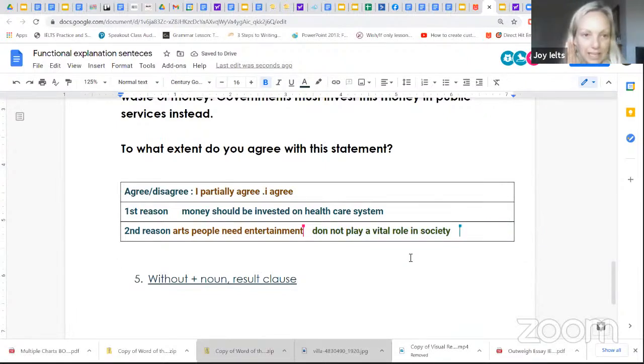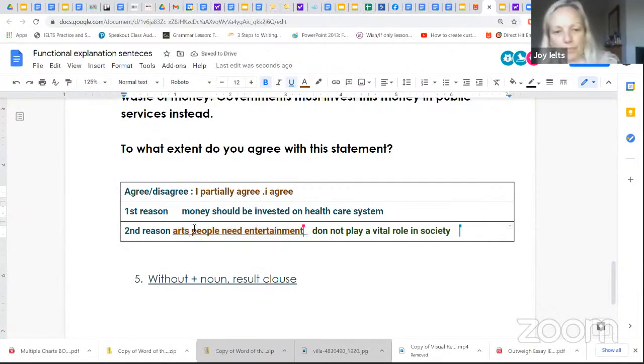So stick with me. We're going to do this together. We're going to take this idea here: people need entertainment. So why do people need entertainment? And then we can write the sentence. Why do people need entertainment? In the Facebook group, you tell me. Or the person who wrote that, you tell me.